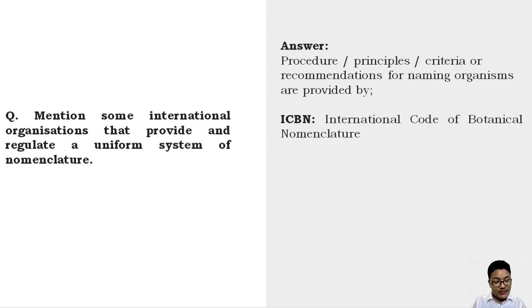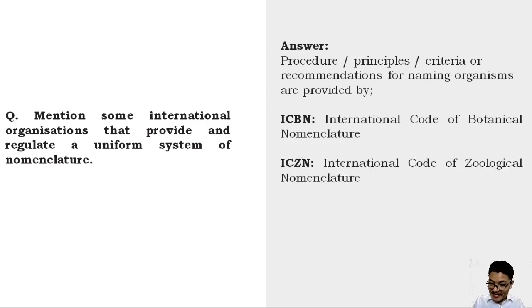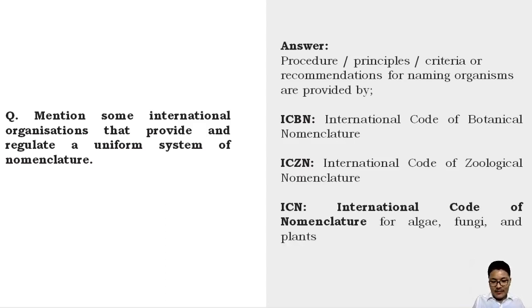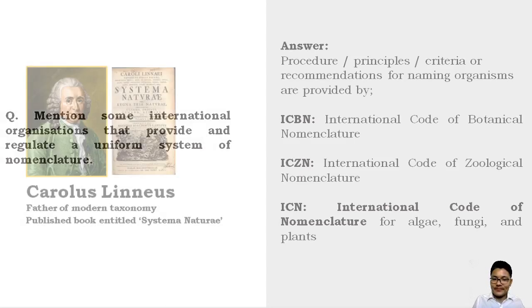If you find a new plant species, then you have to get recognition from ICBN. They will help you in giving the name. ICZN is the International Code of Zoological Nomenclature. Names of animals are usually regulated or given by ICZN. We also have the International Code of Nomenclature, which helps in naming different algae, fungi, and plants.